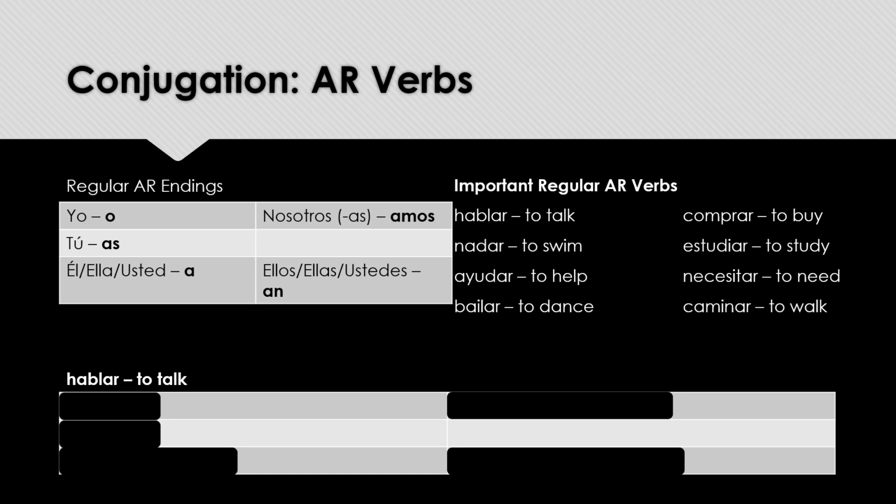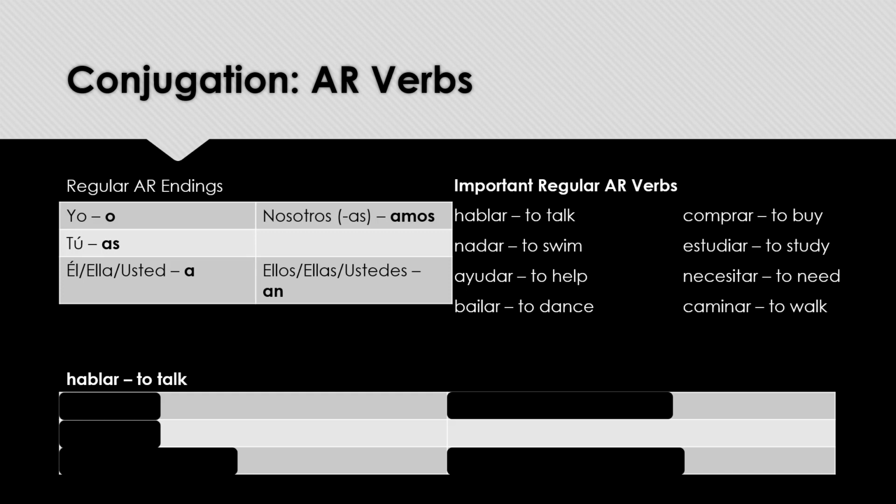As I said before, verbs will end in AR, ER, or IR. Here are some examples of AR verbs. If we look at the infinitive, hablar, we know to drop the AR, but what do we replace it with? This chart will show the corresponding endings for each pronoun.